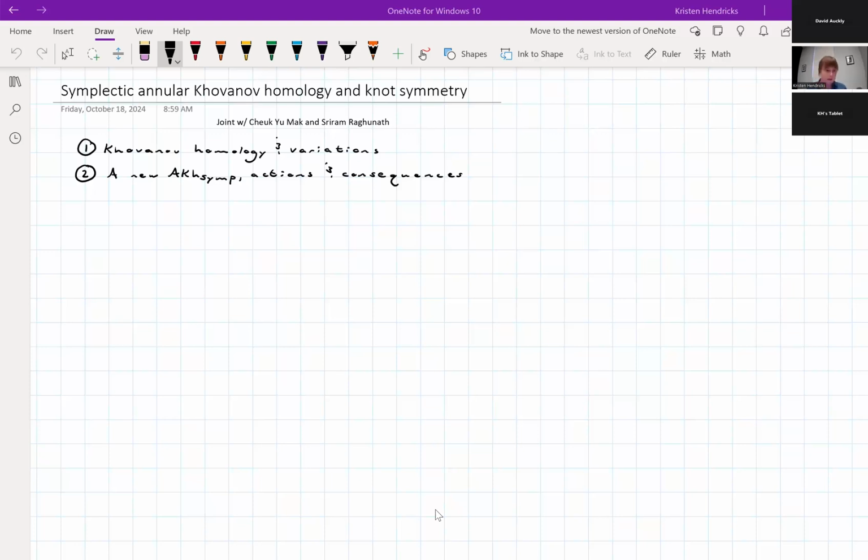So today I would like to tell you about a new version of something called symplectic annular Khovanov homology, its relationship to knot symmetry. Before I get started, let me say this is joint with Chucky Mack at Southampton and my student Shreya Magunath at Rutgers.